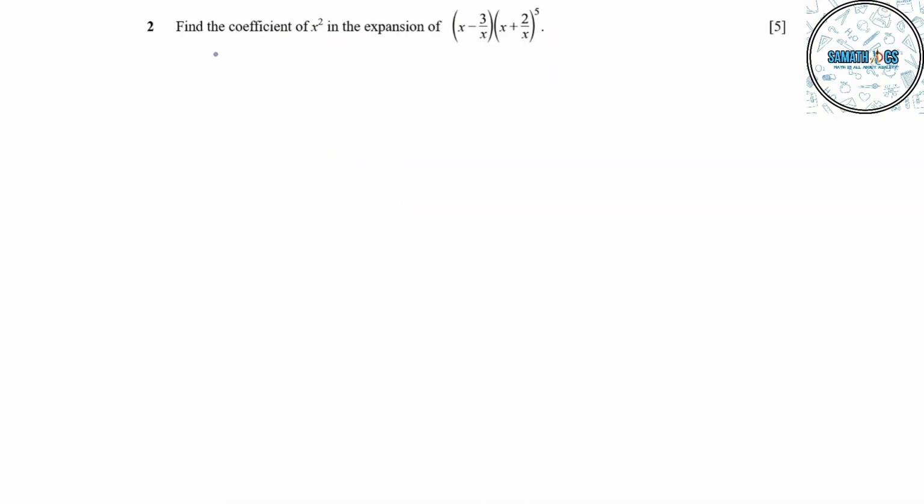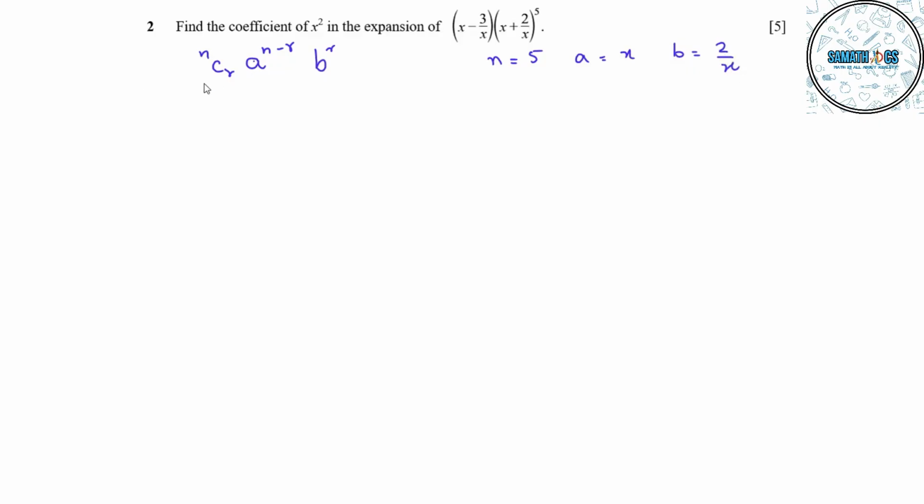Question number 2. Find the coefficient of x squared in the expansion of x minus 3 upon x into x plus 2 upon x with power 5. So first of all, we will expand this x plus 2 upon x to power 5. We have the formula nCr a power n minus r b power r. In this case, n is 5, a is x, and b is 2 upon x.